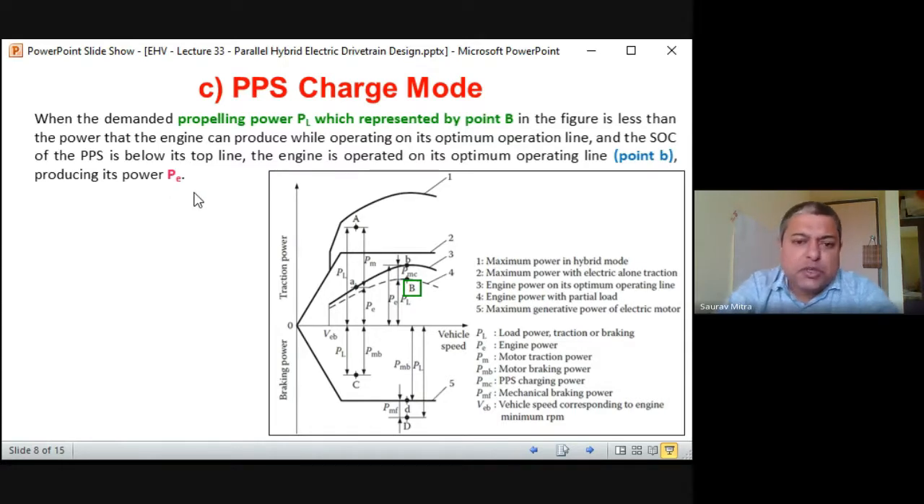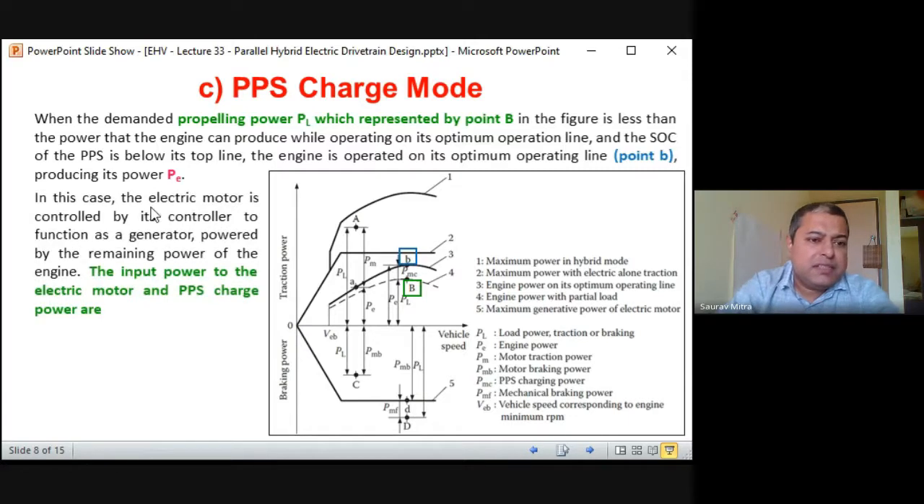That means the engine is not fully operated, not to the stretched limit, and the vehicle is also not requiring too much power. That means PL is also less. Whatever power the engine is producing, suppose 100 units, only 80 units are required by the PL. So the remaining 20 units will go to the PPS.